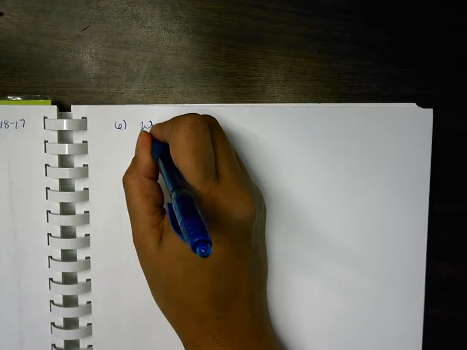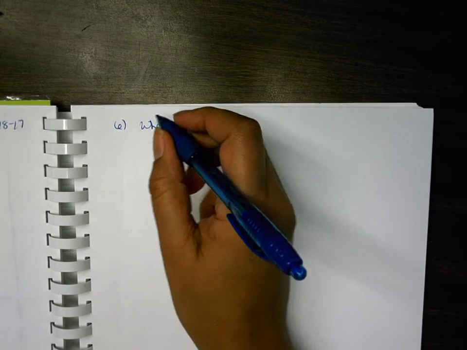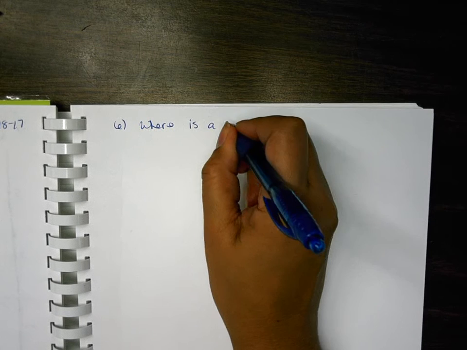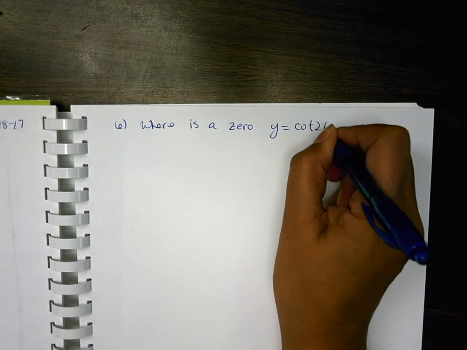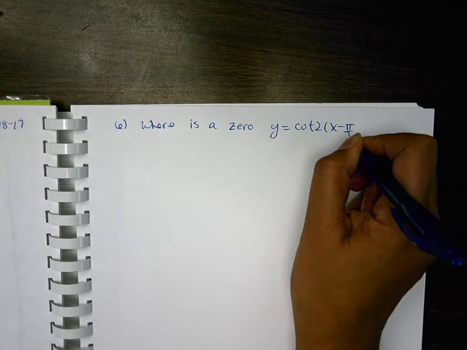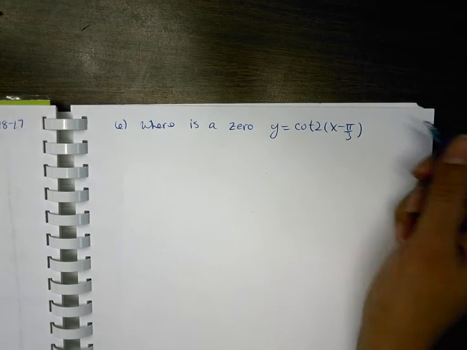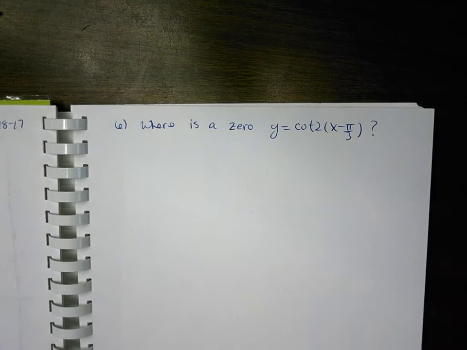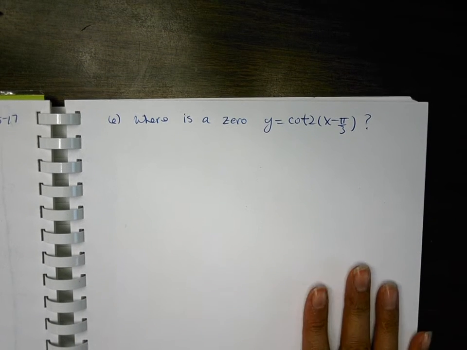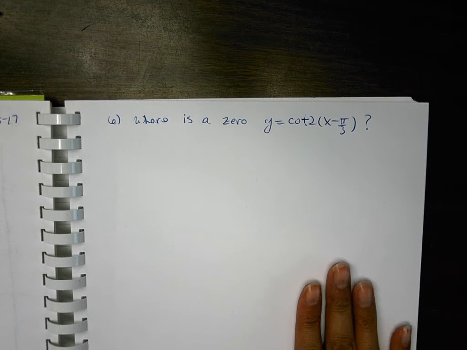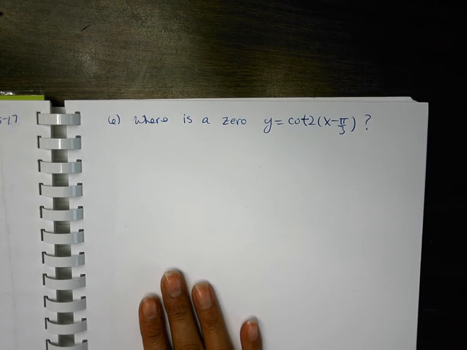What is number 6 asking? Where is a 0 for y equals cotangent of 2 parentheses x minus pi over 3 parentheses? All right, where is the 0 for this? Now, same thing. Well, there's more than one way. You can do it algebraically or graphically. Because of time, I'm going to do only graphically today, but I will show you algebraically another day.